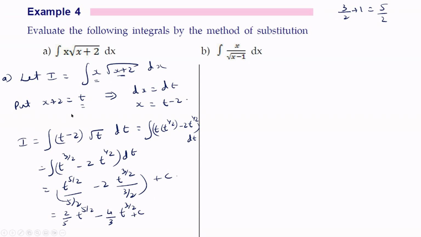Now we have to substitute for t. We have taken t as x plus 2, that we have to substitute in the final answer. Therefore, I is equal to 2 by 5 into (x plus 2) the whole raised to 5 by 2 minus 4 by 3 into (x plus 2) the whole raised to 3 by 2 plus c. So this is the integral of this given function.